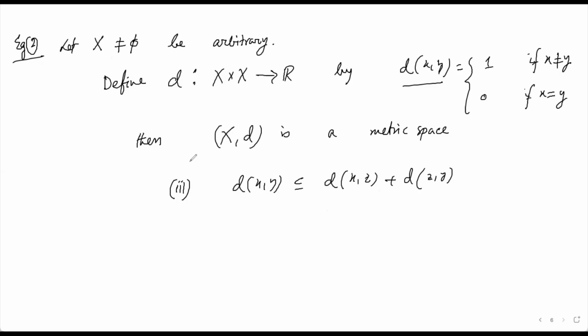Okay, so this is a metric space (X, d), where d is defined here. X is the underlying space, and this special metric d is called the discrete metric.